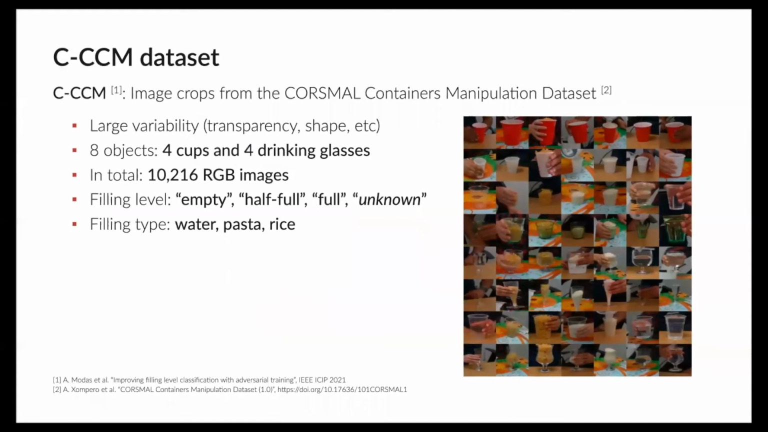First of all, let's see our data. We will work on the CCCM dataset since it offers a large variability in terms of container shape and transparency. CCCM consists of roughly 10,000 RGB images of cups and drinking glasses. The containers can be empty, half full, full, or unknown, where the unknown class corresponds to cases where the filling level cannot be estimated through direct vision, for instance, for opaque containers. Finally, the containers can be filled with water, pasta, or rice.